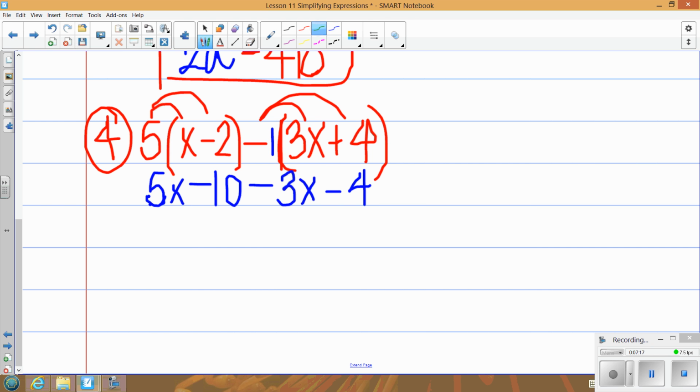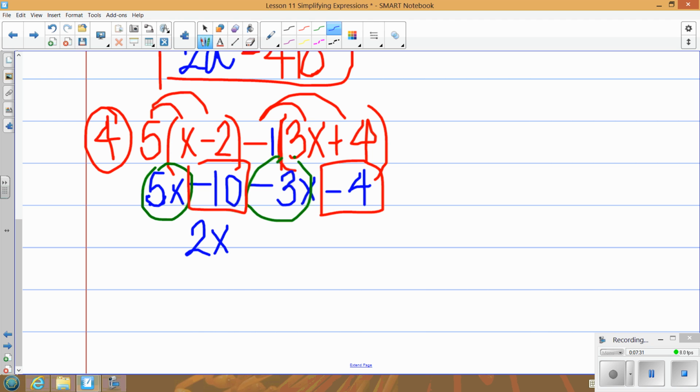Now we identify the like terms. So I have 5x and I have a negative 3x. Then I have a minus 10 and a minus 4. So I'll go ahead and combine them. 5x minus 3x gives me 2x. Remember, you're subtracting the coefficients, the numbers in front, keeping the x. If you had 5 of these x's and you take 3 away, you only have 2 left. So you're not changing the x in any way. You're just telling me how many you have.